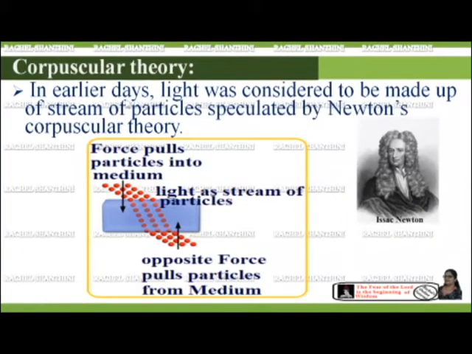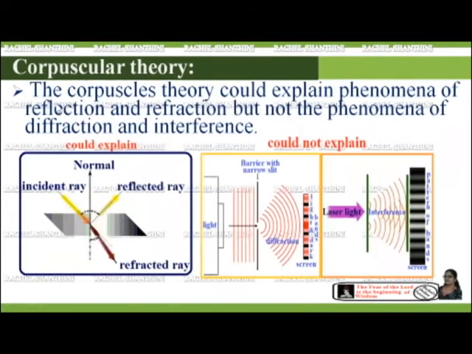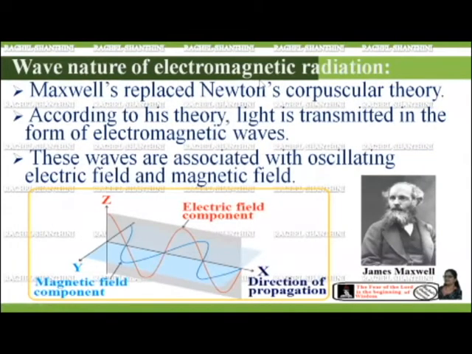Corpuscular theory. In earlier days, light was considered to be made up of a stream of particles, and it was speculated by Sir Isaac Newton, and his theory was called corpuscular theory. Newton's corpuscular theory could explain the phenomena of reflection and refraction, but it could not explain the phenomena of diffraction and interference.